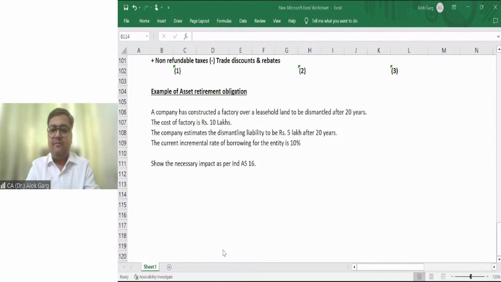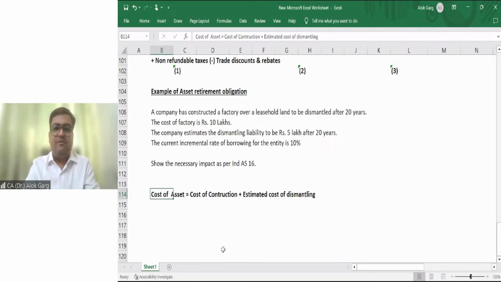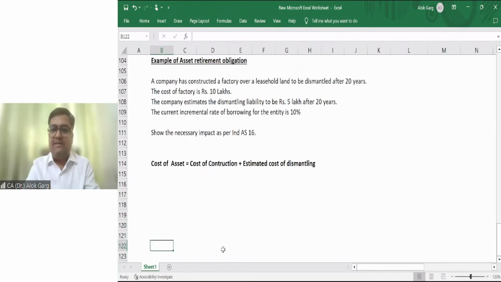Whether the question is clear? Is it clear or not clear? What is my cost of asset here? My cost of asset is cost of construction plus estimated cost of dismantling. It is my cost of the asset.